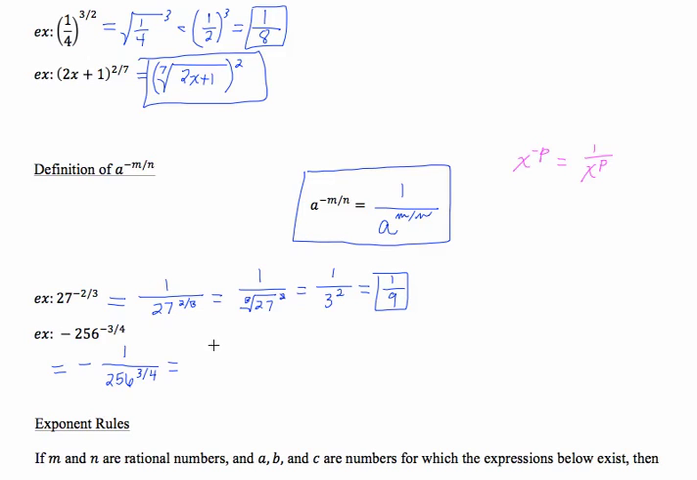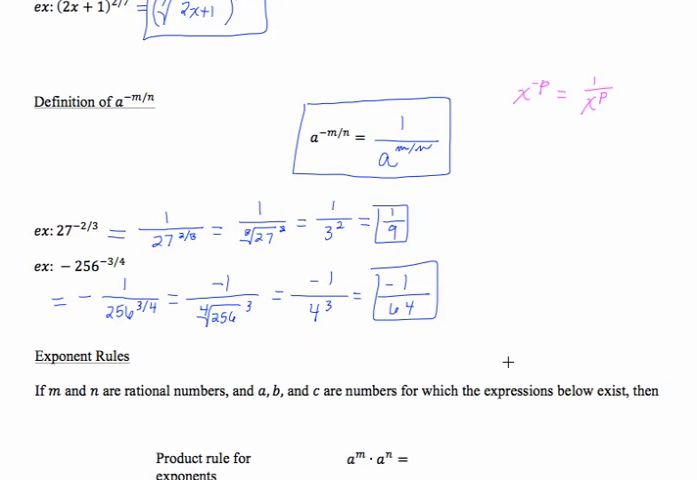Okay, then we'll convert that into a radical. I'm going to write the negative up in the numerator just to clean it up a little. So we have negative 1 over the 4th root of 256, all cubed, which 4th root of 256 you might remember from previously is 4. So that's 4 cubed, which is 64. So we get negative 1 over 64.